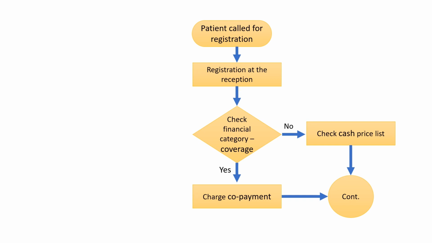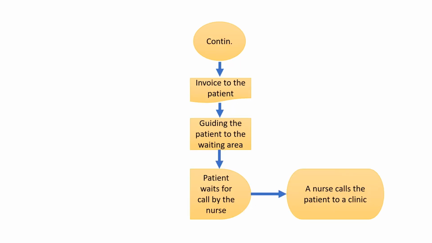Here there is a diversion of the flow. If the patient is not insured, the receptionist shows a price list to the patient and gives him or her some information about it. However, if the answer is yes, the patient is insured, the receptionist will go ahead and charge the co-payment and the process will continue in a different direction at this point. Now, the current process is clearly visualized by the team. Could this add anything to the team?